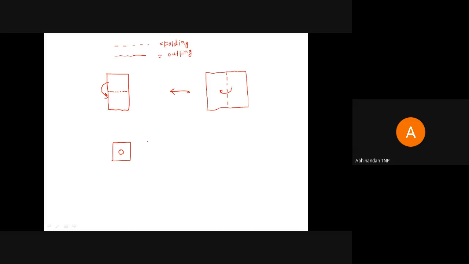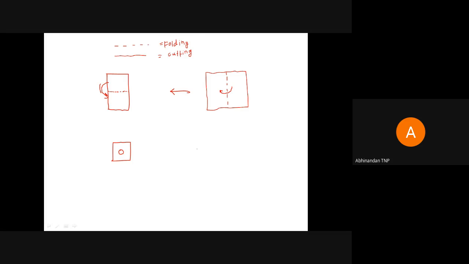Such kinds of questions are asked in the aptitude. The manner in which you have folded it, in the same manner you have to unfold that paper. This is the original paper. We have folded it like this, then folded it like this, and then we are cutting over here. So after unfolding, what kind of image do you get?